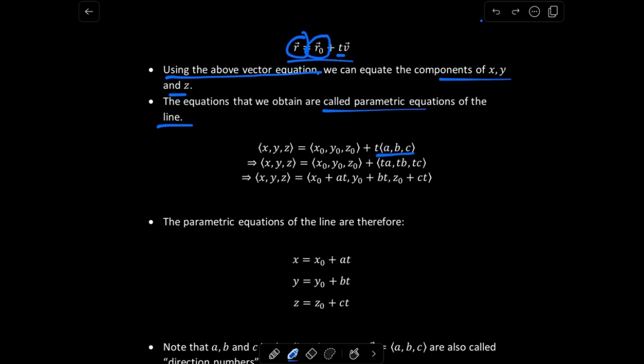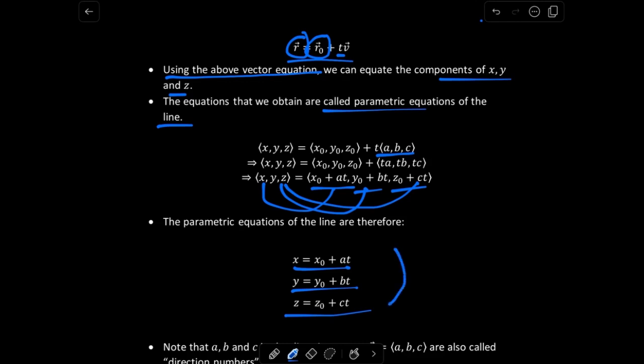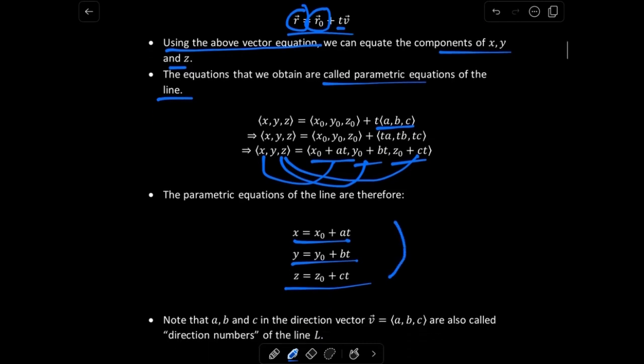So in the first component, we get x0 plus at, y0 plus bt, and z0 plus ct. And then we just equate the corresponding components. So x is equal to x0 plus at. There we go. y is equal to y0 plus bt. Here, z is equal to z0 plus ct. Last one. So these are the parametric equations of the line.